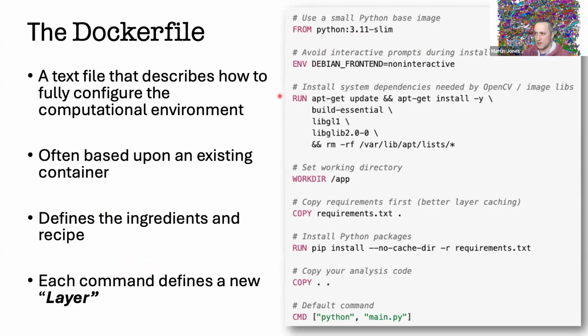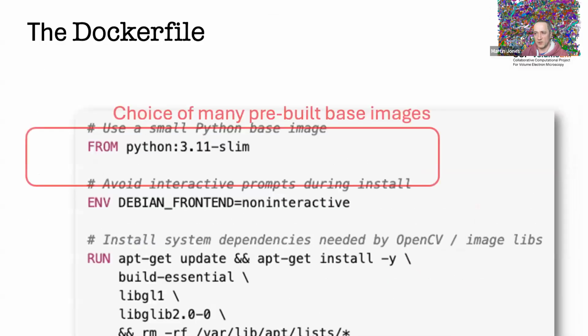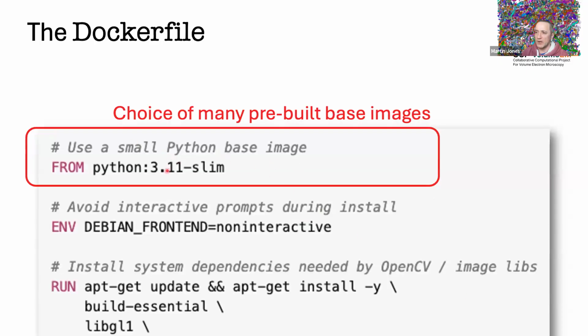So layers are an important concept. So yeah, don't worry about the details. Ideally, end users will be given pre-built images and won't have to deal with these Dockerfiles. But just to show you kind of what's going on here, I'll run through it. So this first line takes the very low-level, basic kind of thin Linux-like tooling to build a Python implementation with some additional information about the exact version. I'll explain that a bit more later.